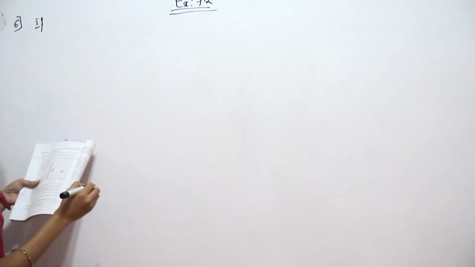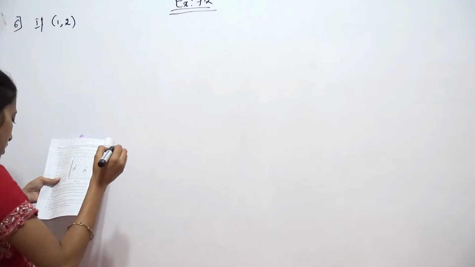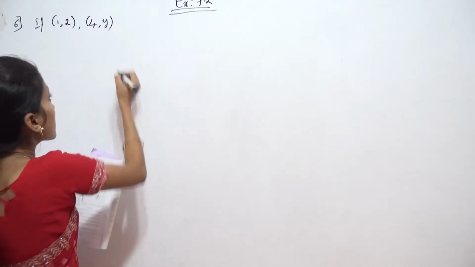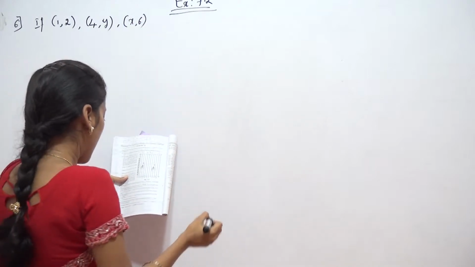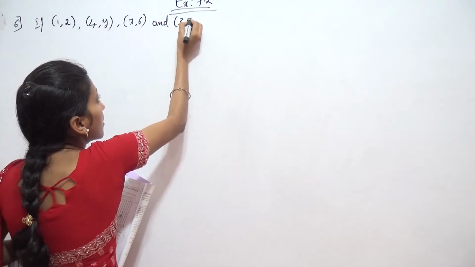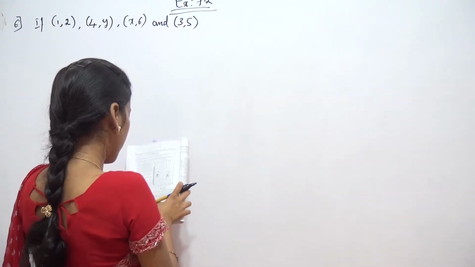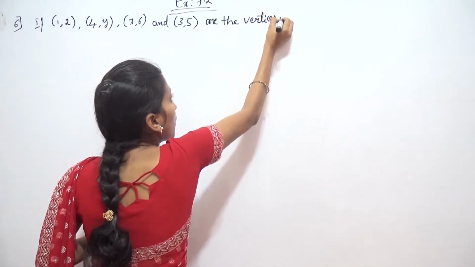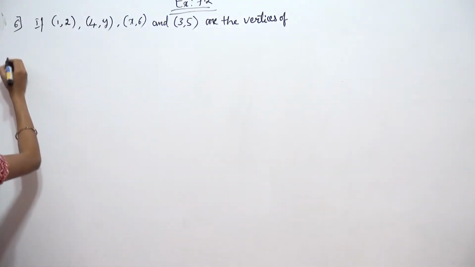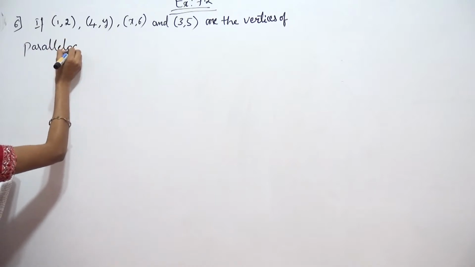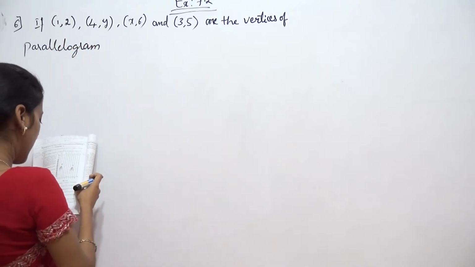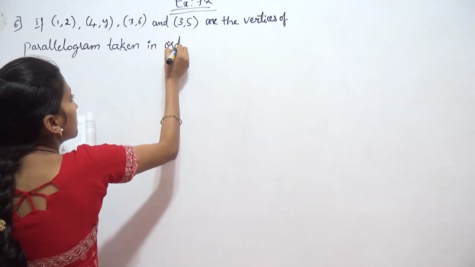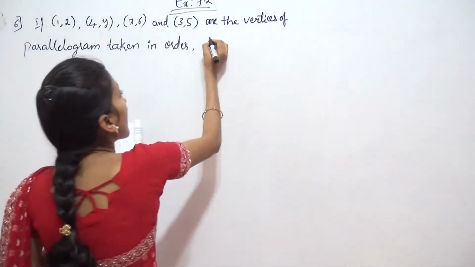If the points (1, 2), (4, y), (x, 6) and (3, 5) are the vertices of a parallelogram taken in order, find x and y.